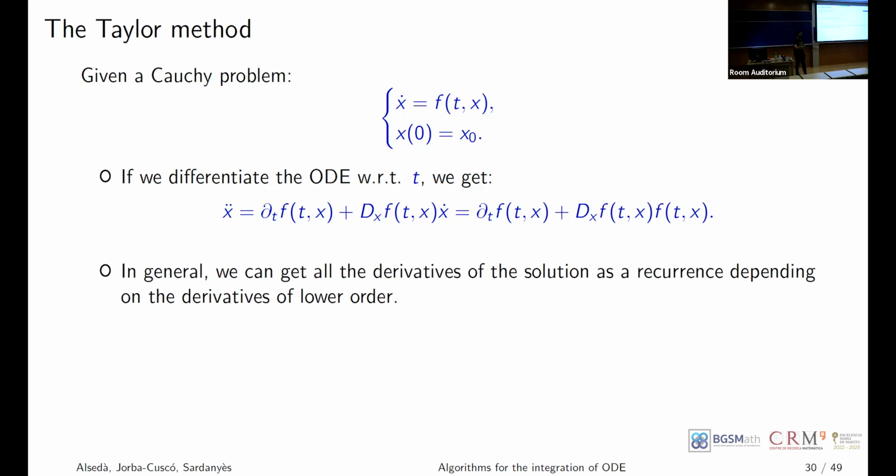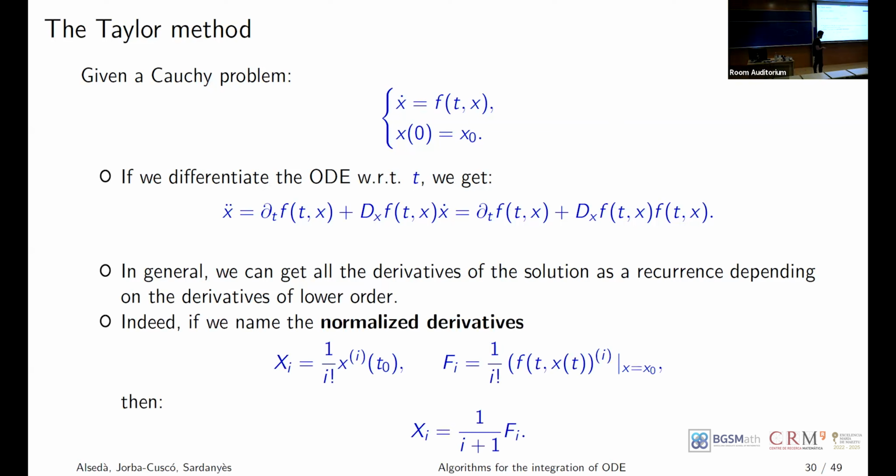So I end up with a tremendously cumbersome expression in which, to compute the derivative of order n of the solution, I need the derivatives of order n minus 1 and n minus 2 of the solution, and then all the derivatives as well of the vector field. Okay? So something similar to this, but with any order. So I have some sort of recurrence, and I can work with that. And the recurrence is very, very easy. It is something like this.